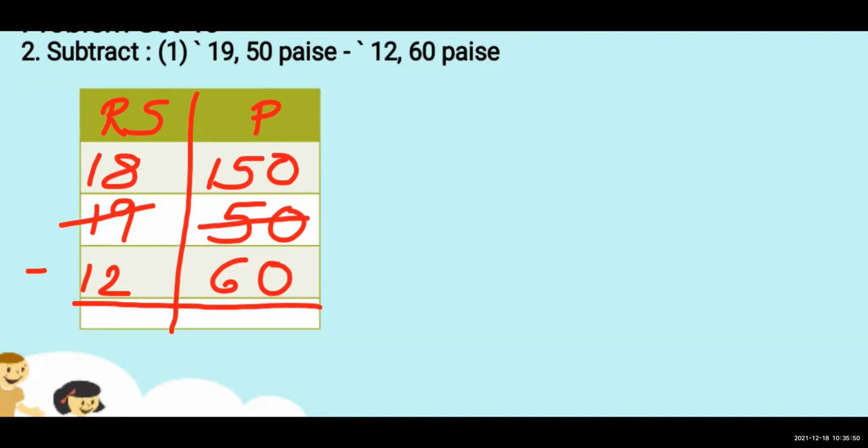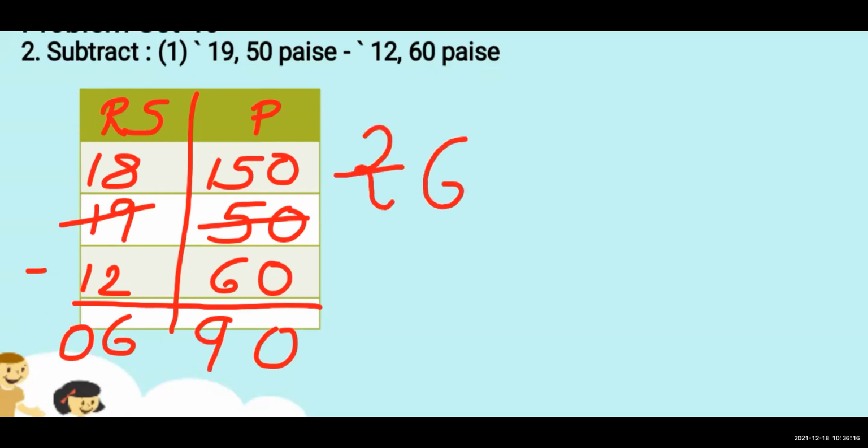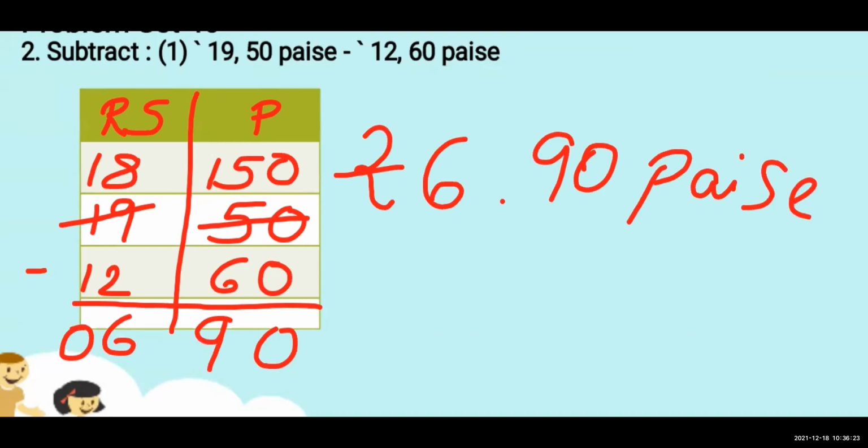0 minus 0 will become 0. Then 15 minus 6 will become 9. And 18 minus 12, do it. Yeah, 8 minus 2 will become 6. 1 minus 1 will become 0. So here how many rupees and how many paise? Here it is 6 rupees and 90 paise. How many? 6 rupees and 90 paise.